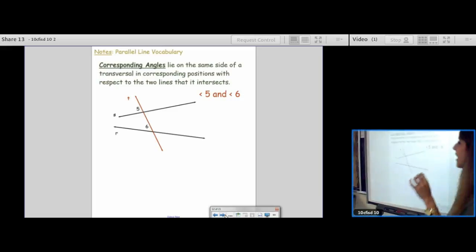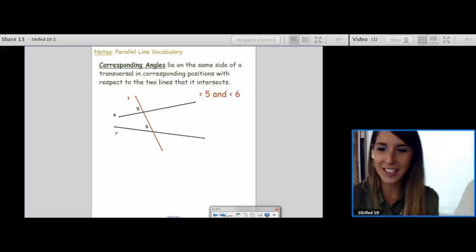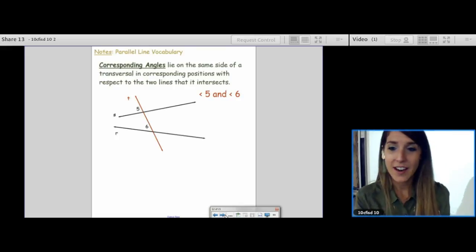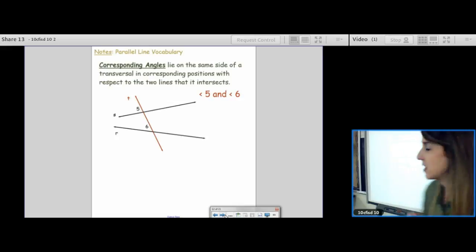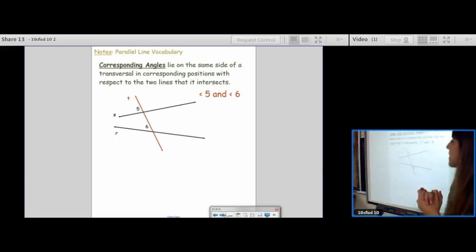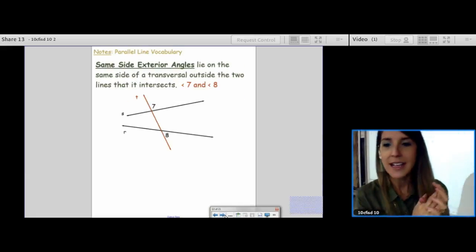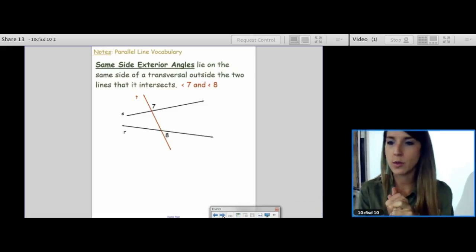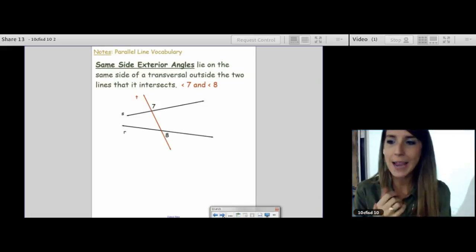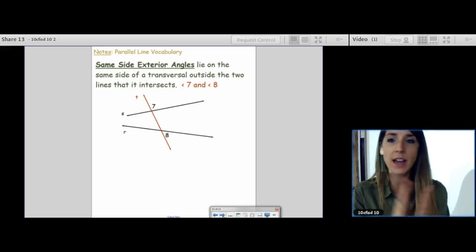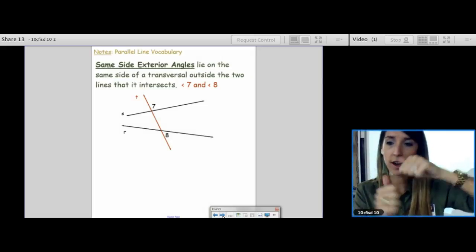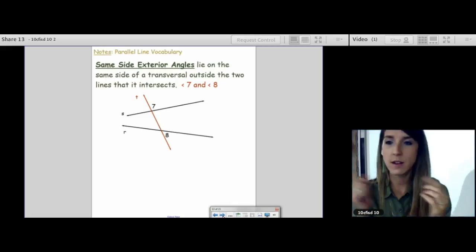All right, we're going to move on. Now we're going to get to the ones that you wanted to get to. So we've already done same side interior, and we've already done alternate interior. So we're going to do the same thing, but with exterior. Here we go. Next word, same side exterior. So make sure you label your picture in your notes. Same side exterior. So 7 and 8 are both on the right, and they're both outside of S and R. They're exterior, which is the opposite of interior.